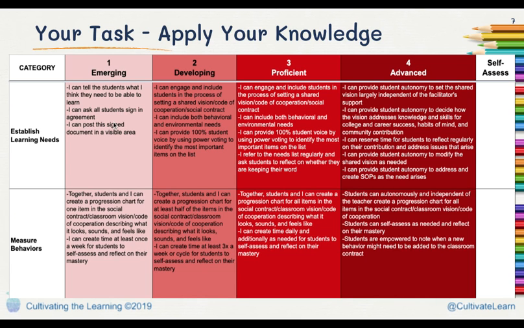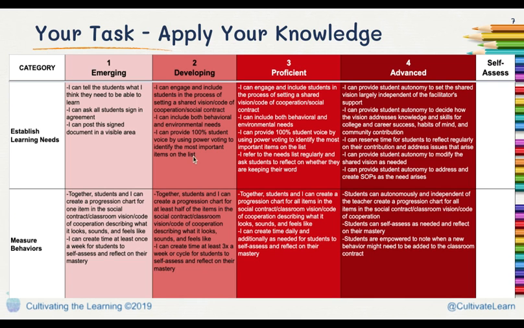so that you reach emerging. If you're already at emerging and you want to move to developing, then these are the things that you need to focus on. I can engage and include students in the process of setting a shared vision, code of cooperation, social contract, whatever it is you want to call it, doesn't matter. I can include both behavioral and environmental needs. I can provide 100% student voice by using power voting to identify the most important items on the list.